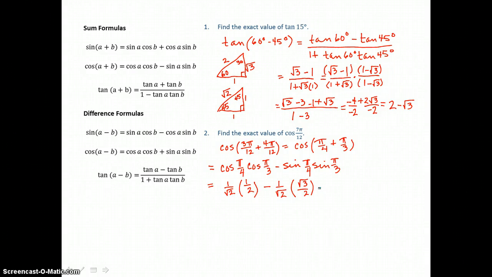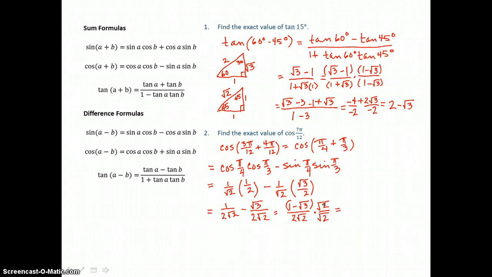So now when I multiply and get my products, I'm going to have 1 over 2 square roots of 2 minus the square root of 3 over 2 square roots of 2. I have a common denominator, so I can subtract those numerators and put them over my common denominator of 2 square roots of 2. Now the only thing left to do with this answer again is to rationalize that denominator. And if I multiply by the square root of 2 over itself, that form of 1, I'll be able to get rid of the radical in the denominator.